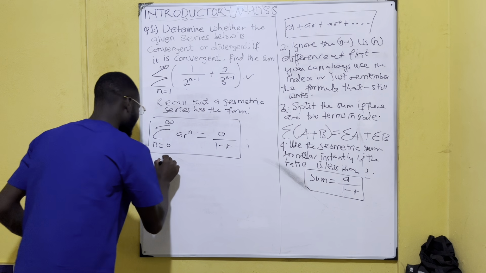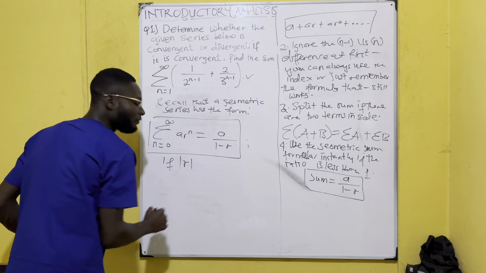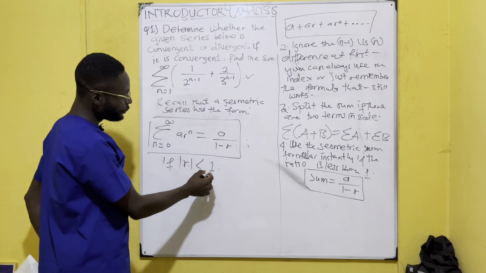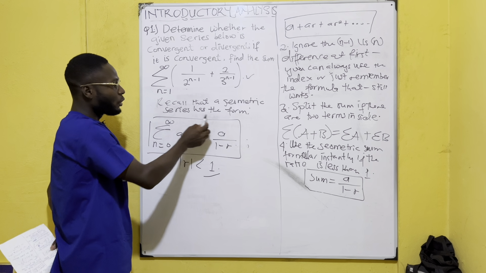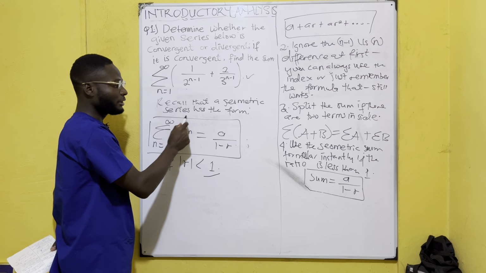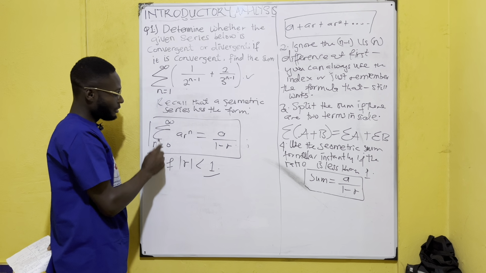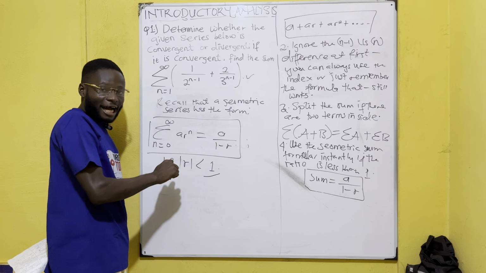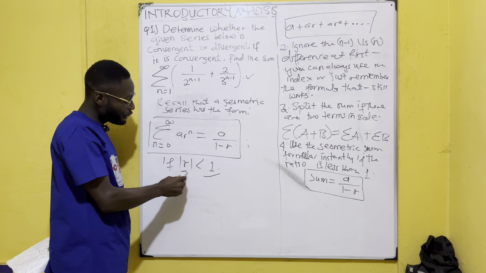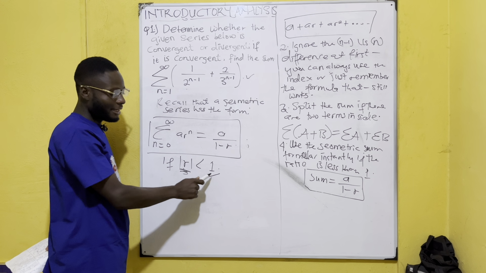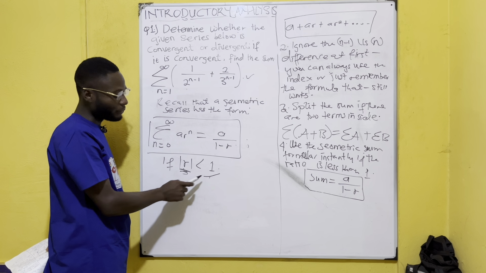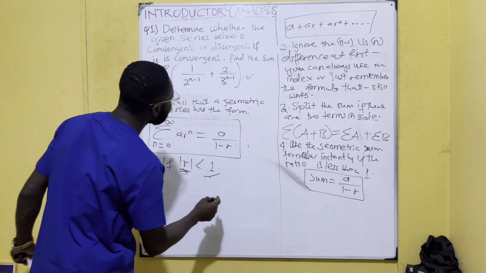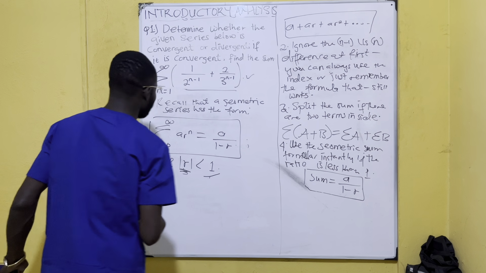And that is if the absolute value of r is less than 1. So take note of this. You have to remember that the geometric series has this form, and it is equal to this, and that happens if the absolute value of the ratio is less than 1. Okay, so let's consider the first part of the problem.